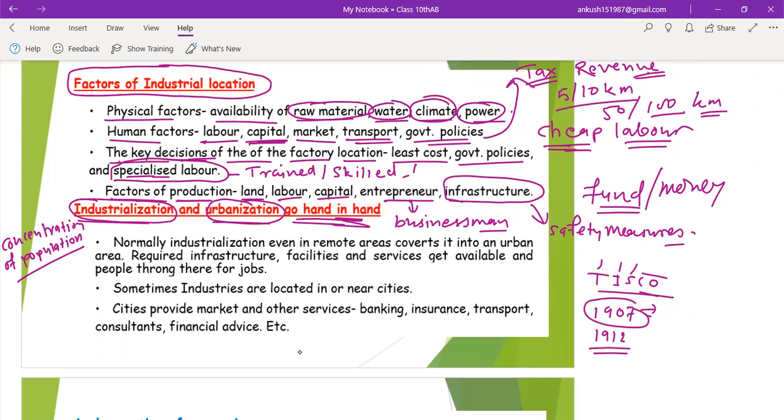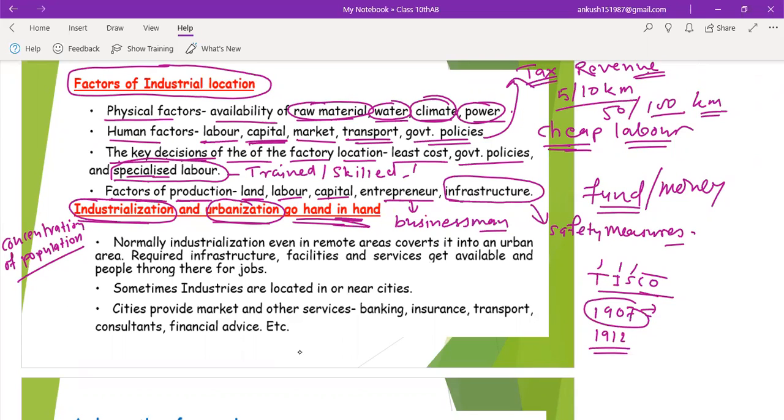So what would have happened if that person had thought, what would I do if I set up the industry here, and the people here are not using my production? Today Tisco would not have been in history, nor on the map of the world, isn't it? But the concentration of population depends upon industrialization. And why does it go hand in hand? We are going to see here.